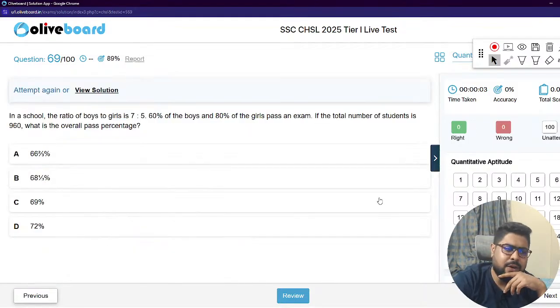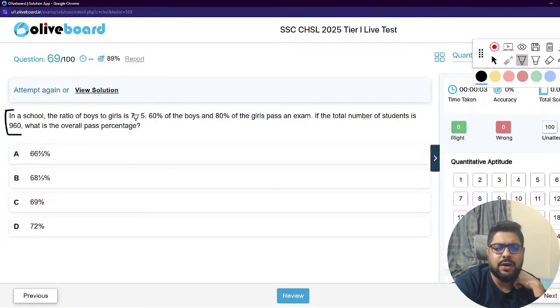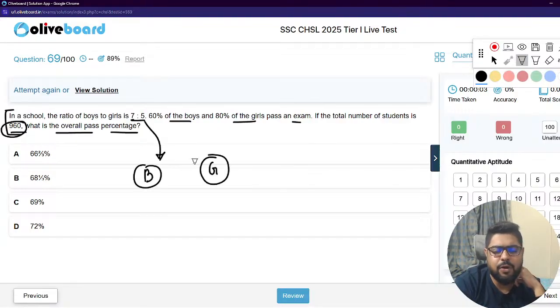Clear everyone? Hopefully. Okay, last few questions. In a school, the ratio is this, 60% and this. This is the overall passing percentage. 960 is given. The ratio of boys to girls is 7 and 5. But do I need this percentage? They are asking for the percentage. You can keep using this value as well, or you can do the question without using this value if you want. But still, since it is given, let's do it.